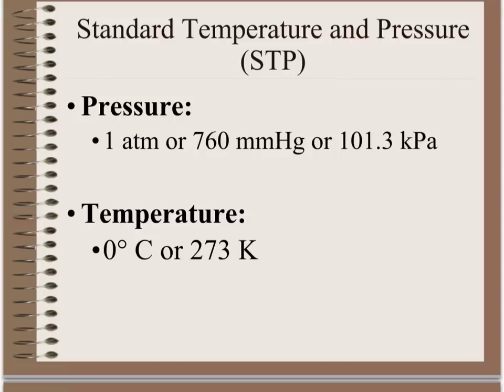Okay, and then we talked about standard temperature and pressure. Okay, we've got 0 degrees Celsius or 273 Kelvin, 1 atmosphere for pressure, 760 millimeters of mercury, or 101.3 kilopascals. And this is also called torr here.